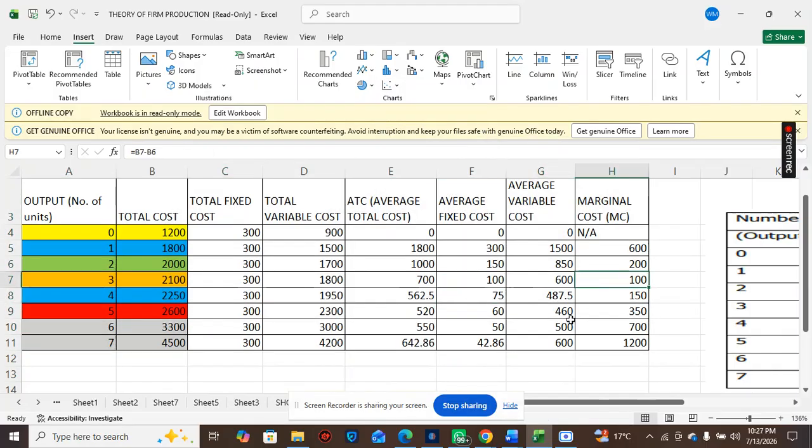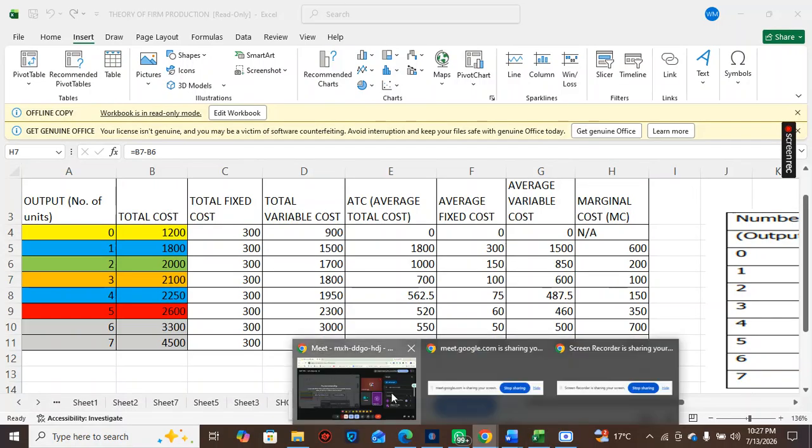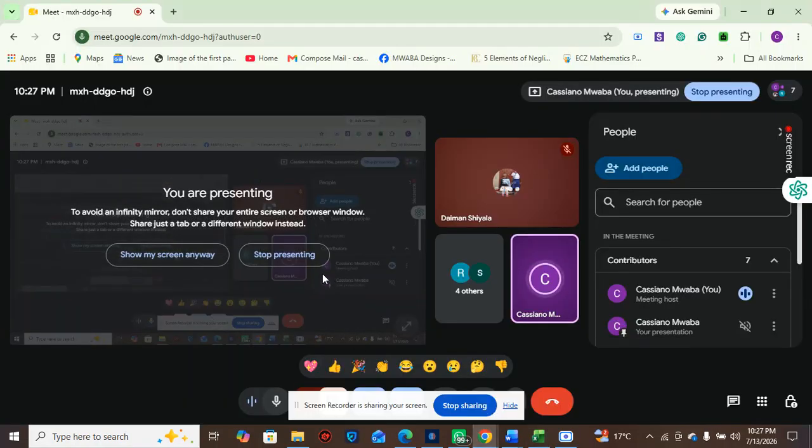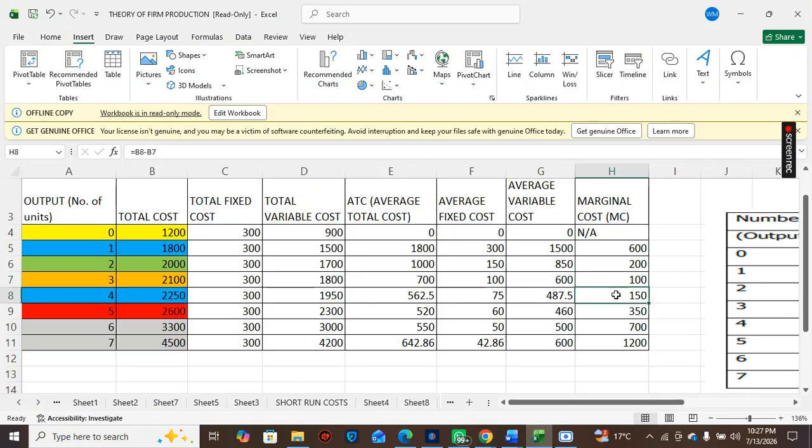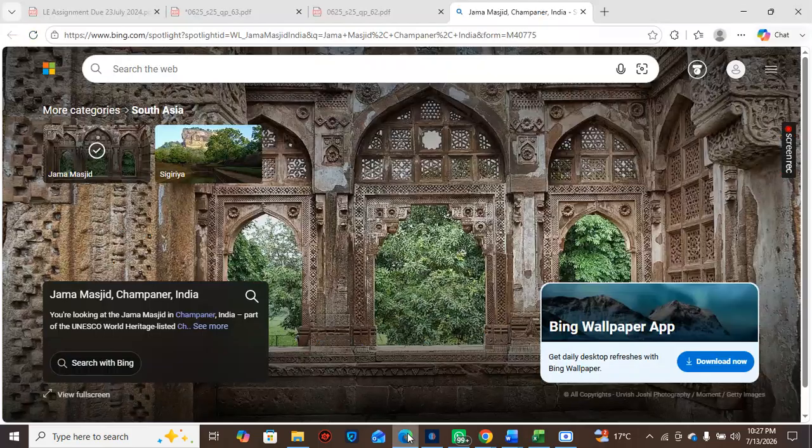All right. So, colleagues, even here, you can tell when the law of diminishing marginal returns is beginning. The moment this marginal cost starts to increase, have you seen here? From 100, it increased to 150. This is where the law of diminishing marginal returns begins. This is one trick I need you to remember.